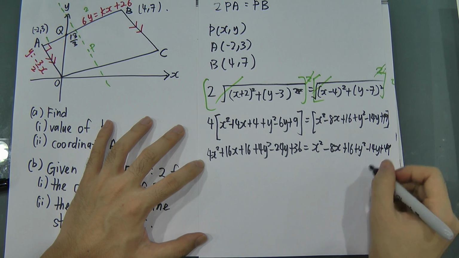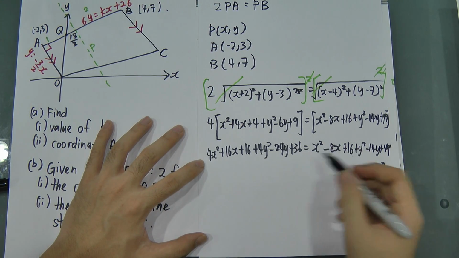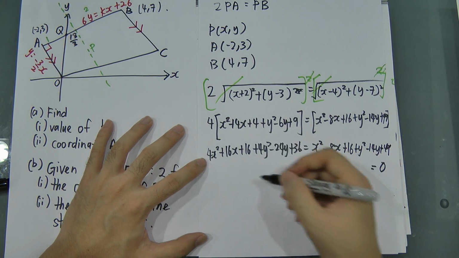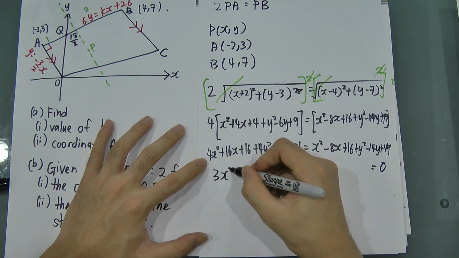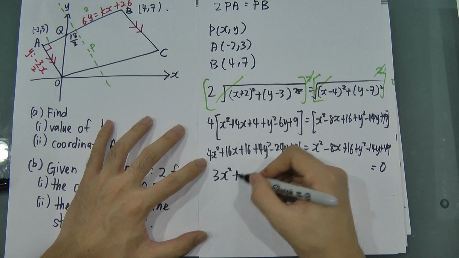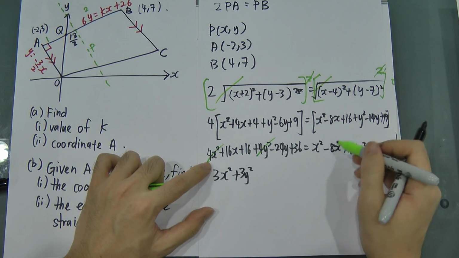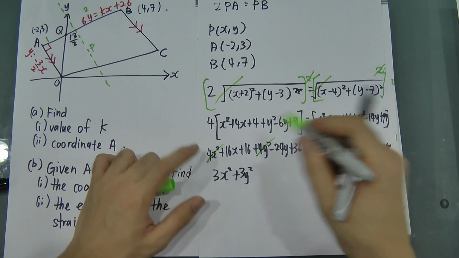Alright, and then move everything here, make it become 0. Okay, in order to save time, I'm going to do it directly. 4x squared minus x squared, we got 3x squared. 4y squared minus y squared, we have got plus 3y squared. So whenever solved already, I'm going to cancel it.